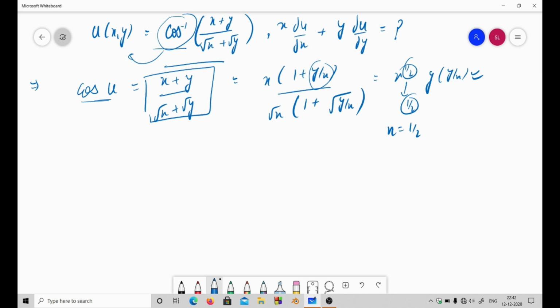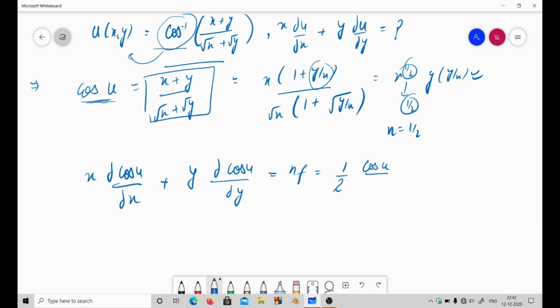What will be the result for this function? Applying Euler's theorem, we get, because we can't directly apply it to u, as this is for cos u. Cos u is homogeneous, not u. We get nf, that is our first theorem of Euler's, where n is 1 by 2. What was our original function? This was our function. Now we have to find del u by del x, so just differentiate it.